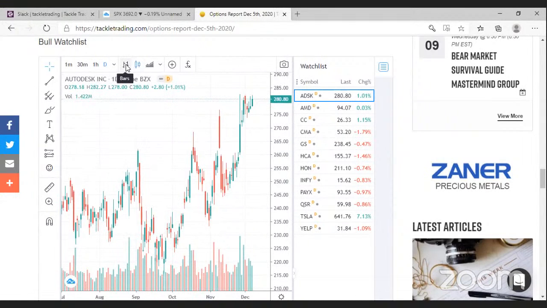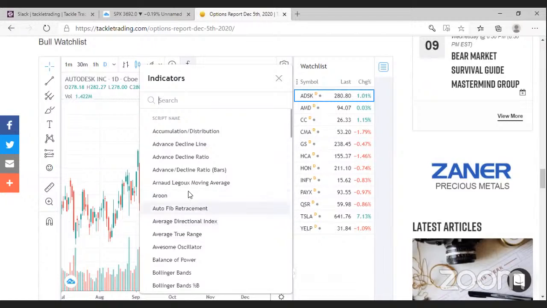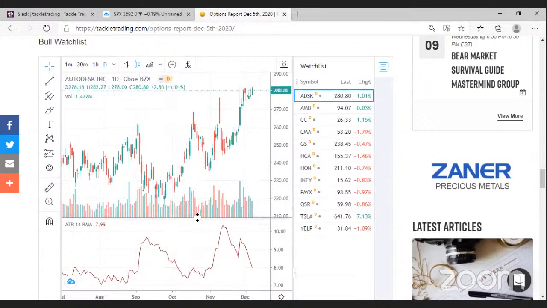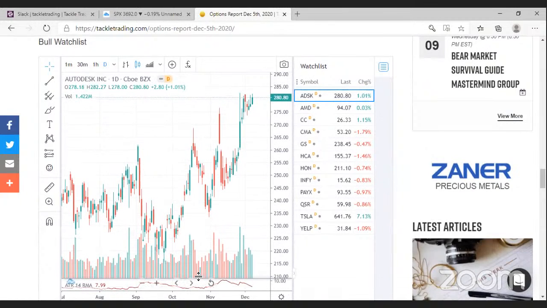If you prefer bar charts for whatever reason, you can switch over there. Most of us traders use candlestick charts. If you want to add an indicator, it's this FX button here. Hit that and say, I want to go add the ATR, add the average true range, and then just close out of it. Now I've got the ATR. If you hover your mouse over the barrier between the volume and the indicator we just added and hold your left mouse button down, you can scrunch it down as much as you would like to do so.